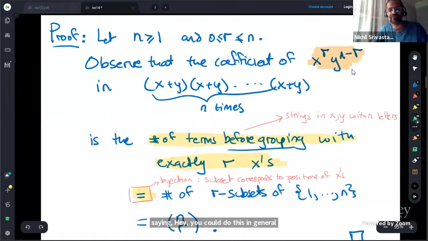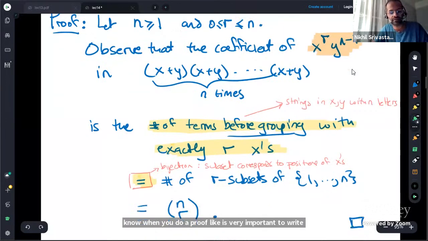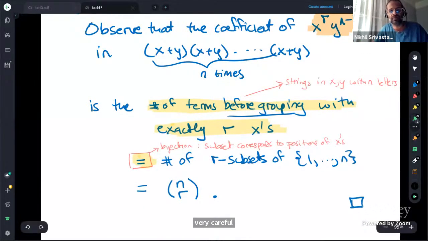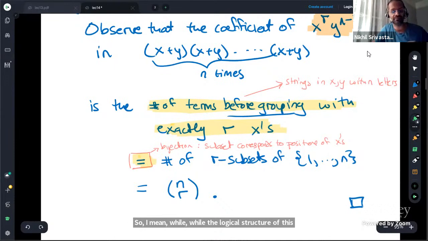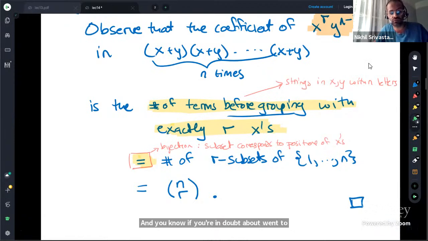Now when you do a proof like this, it's very important to write very carefully. While the logical structure of these counting proofs is less clear, the writing, everything has to be very precisely specified. And if you're in doubt about when 2 things are equal, ask yourself, what is the bijection?